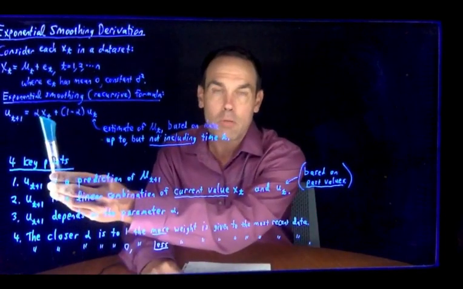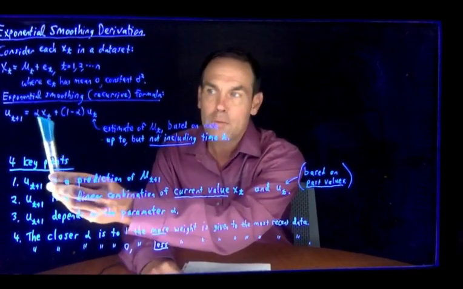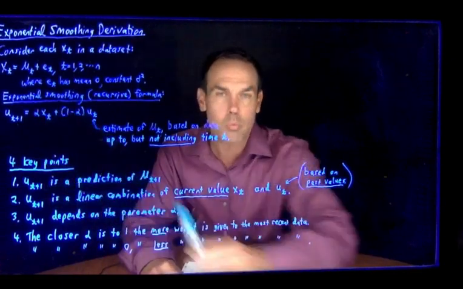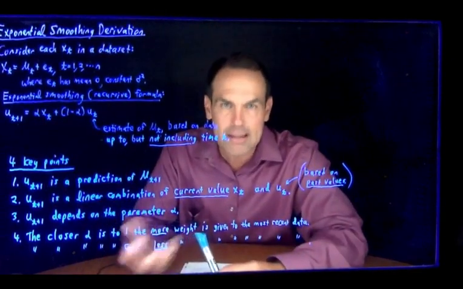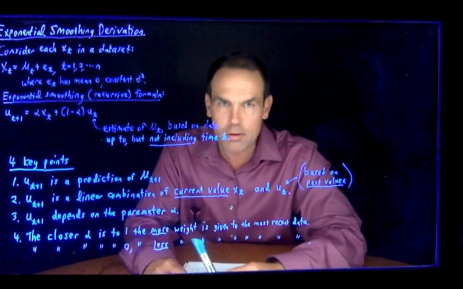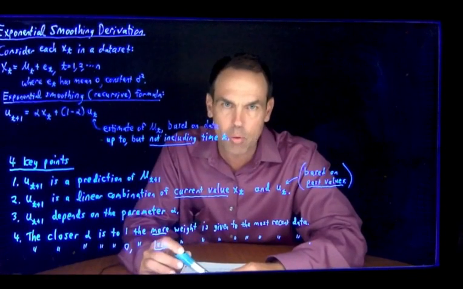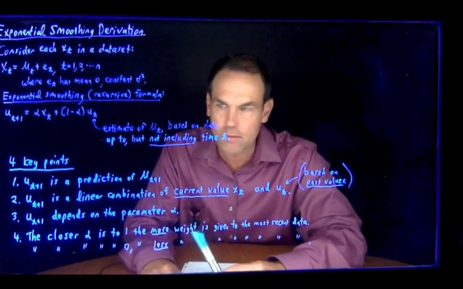Alpha ranges from 0 to 1. Changing that from 0 to 1 really shifts this weight, so it's nice and flexible. That's why the selection of alpha is an important thing. We'll talk about that in just a few minutes.